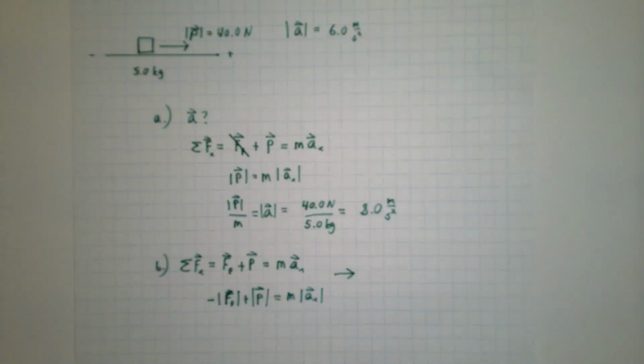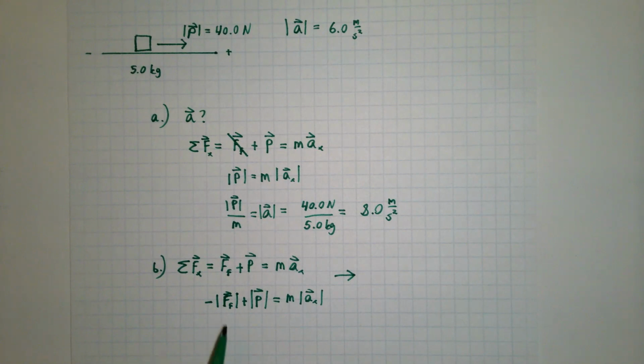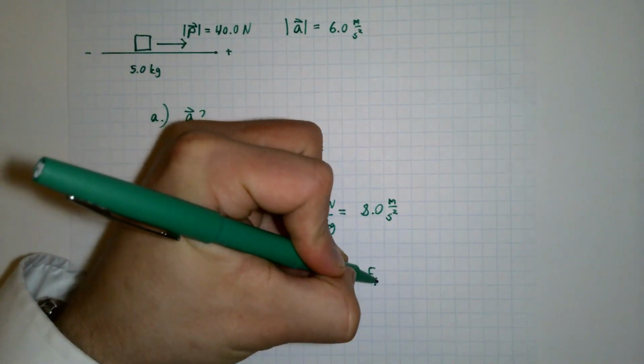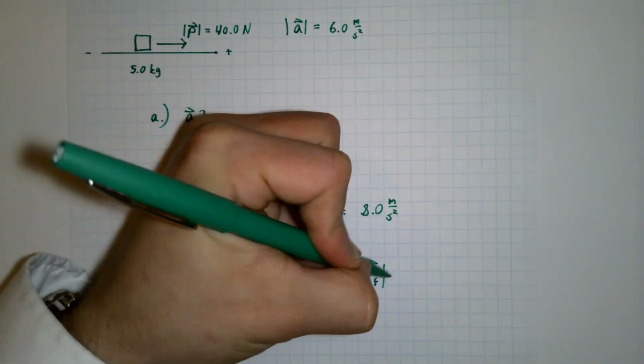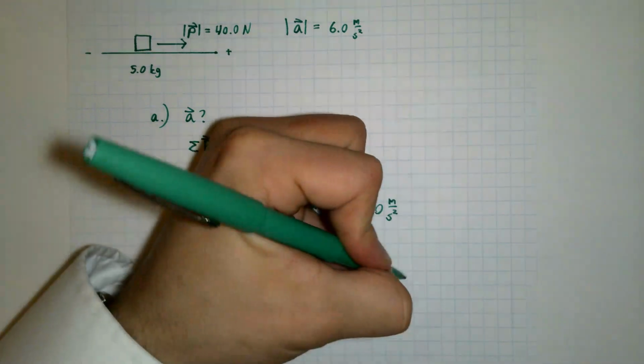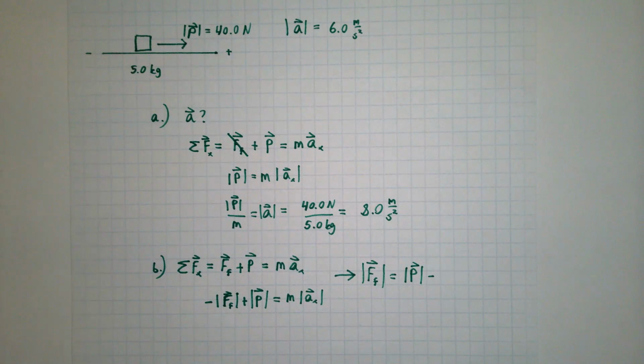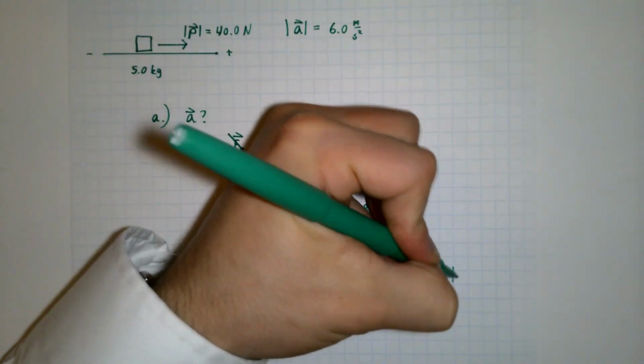If we're asked to find for B how large the frictional force is, then I'm going to rearrange this equation so I have the frictional force by itself. I'll put the frictional force on the other side, and the push will go back over here, so these two swap positions. What I'll end up with is the frictional force is equal to the push minus the mass times the acceleration of our object.